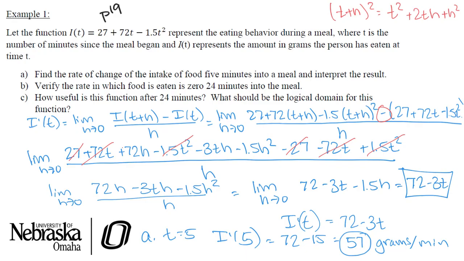Part B. Verify the rate at which food is eaten is 0 at 24 minutes into the meal. So for part B, we want to find I prime of 24. We are simply plugging 24 into the derivative we just found, and it is 0. That means the rate of change is 0, 24 minutes into the meal. The amount of grams eaten at a certain point is no longer changing.